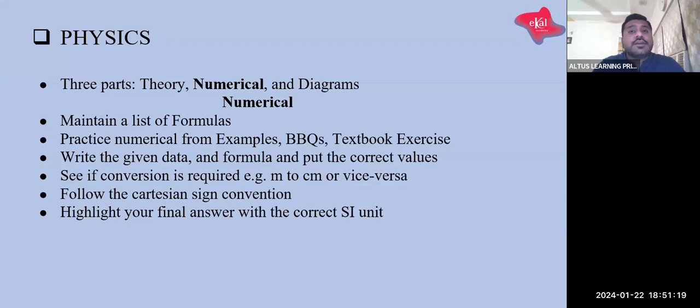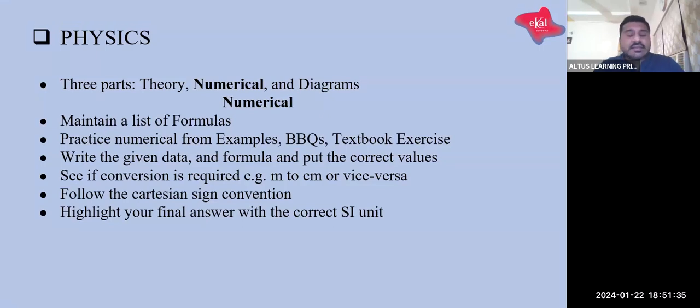And definitely you are going to prepare the last 5 years papers. In those last 5 years papers, you will find many simple as well as some tricky numericals. When it comes to numerical, first of all, you have to write the given data.